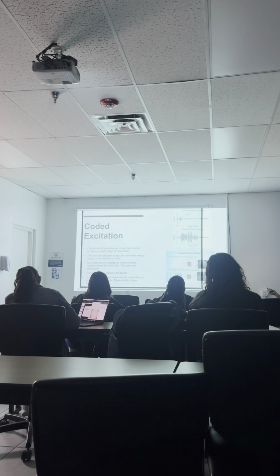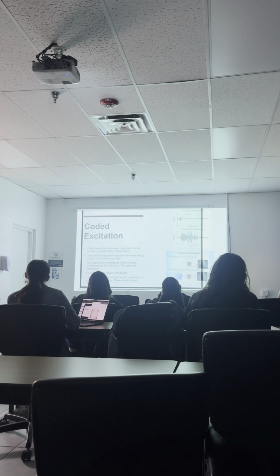Okay, so coded excitation is one method that the machine uses to help us. What's the difference between this pulse and this pulse? The amplitude. The amplitude of the top pulse is higher and stronger than the bottom one. What do we see in this pulse? We see one peak right there. How many peaks do you see in this one? A lot of peaks.